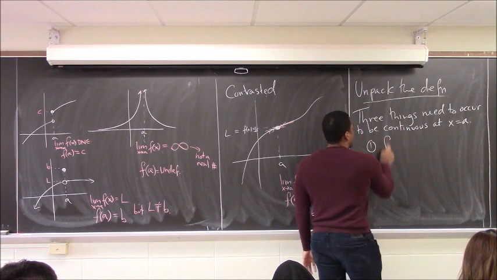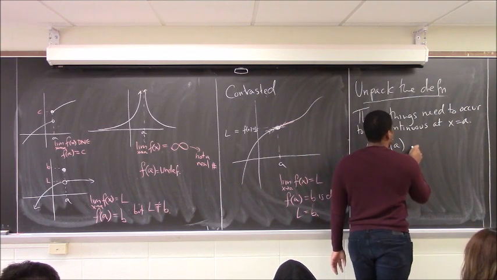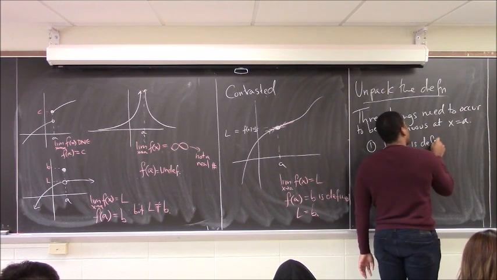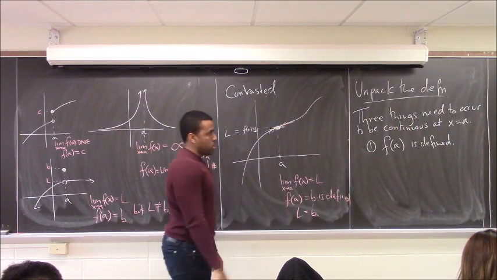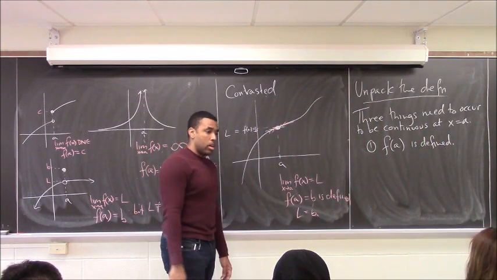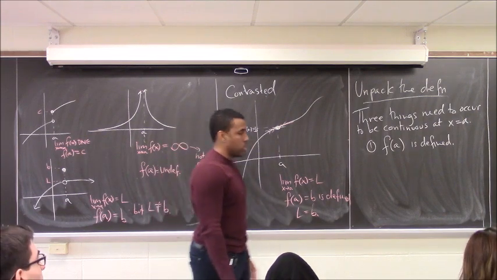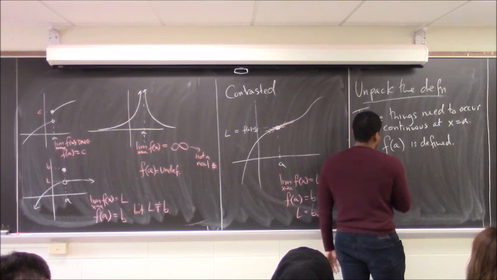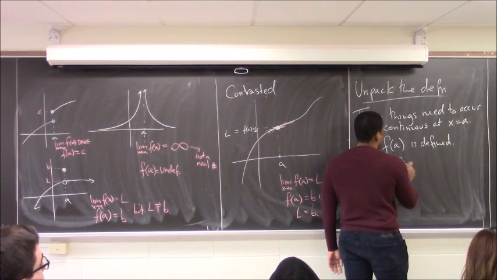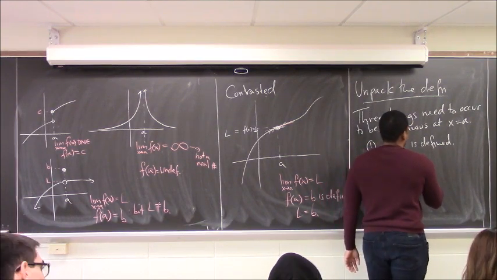So one, the function must be defined at the point. Which means when you plug that input into your function, there should be an output, it should be meaningful, it should be a real number. Two, the limit as you approach the point of the function must exist.